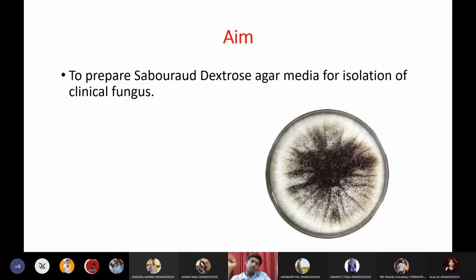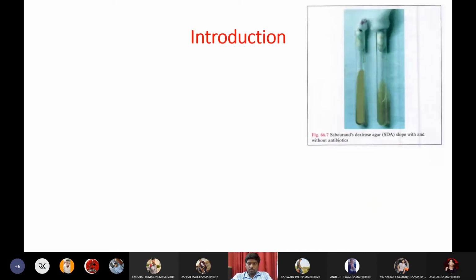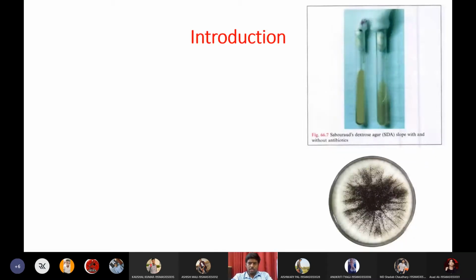Depending upon the colony morphology, we can identify the fungi. Depending upon the presence or absence of moisture, we can identify them. All these properties can be identified with the help of a simple SDA agar. So that is the major advantage. SDA agar is like a gold standard culture media for isolating fungal samples. This is how this Sabouraud dextrose agar looks. Either we can make slopes or we can also make petri dish samples. In any way we can prepare this media.